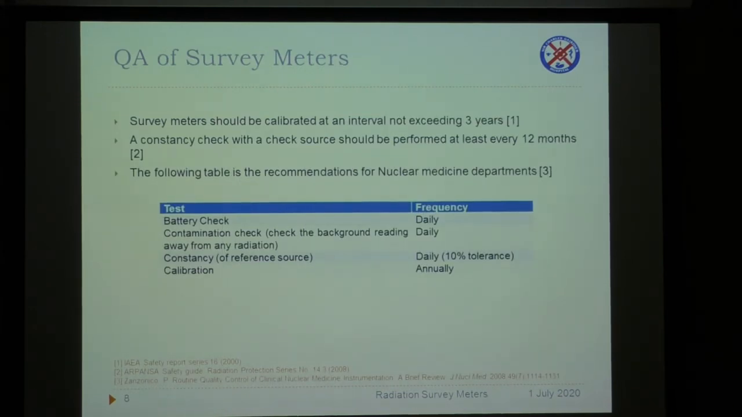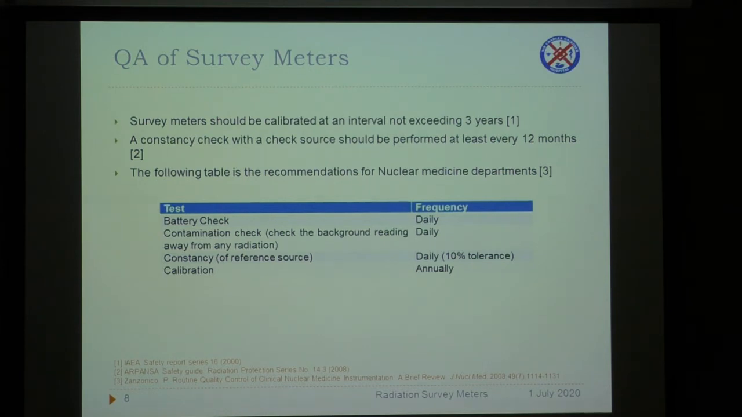QA of servometers. Servometers should be calibrated at an interval not exceeding 3 years. This safety report series 16 tells you how it's calibrated, and it's sent off to a primary standards lab like an ion chamber. Panzer recommends doing a constancy check with a check source at least every 12 months. For example, a cesium check source, because cesium has a very long half-life of 30 years, so you can keep it around and correct for the decay and just check that your servometer is still responding correctly. If it's not responding, it could mean that there's a change in your servometer sensitivity, or you've damaged it somehow.